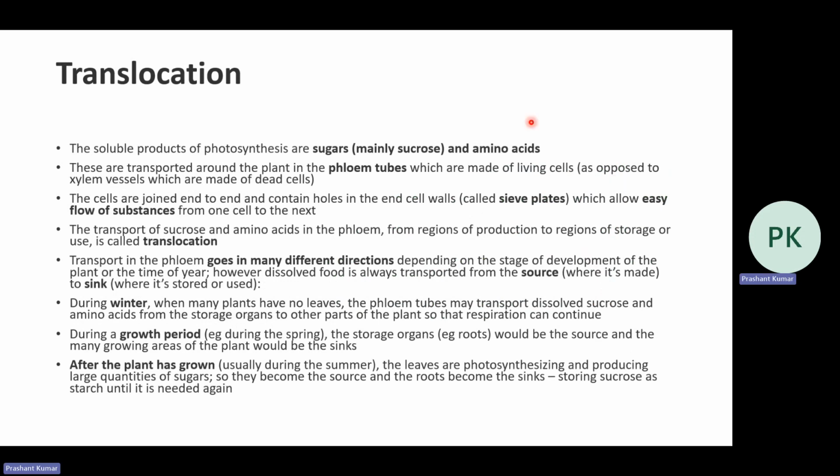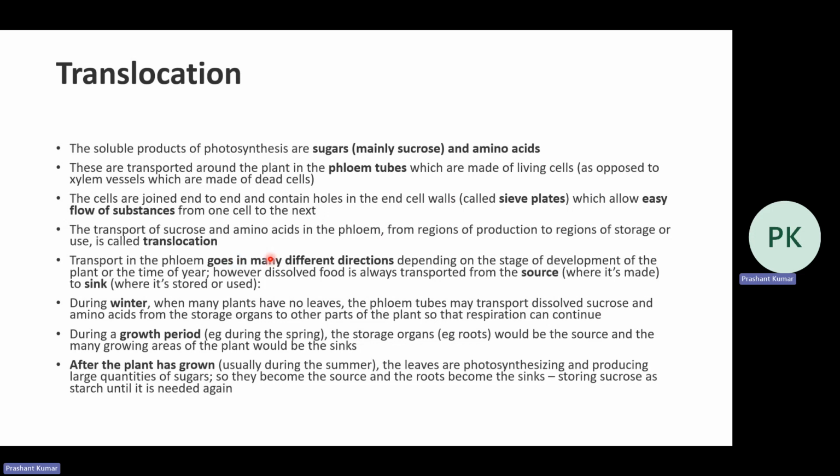Translocation is the movement of the sugar molecules. In xylem we talked about the water, but in translocation we'll talk about sugar molecules. These are transported around the plant in the phloem tube, which is made of living cells. The cells are joined end to end to make a continuous channel so that substances can flow fast. The transport of sucrose and amino acids in the fluid from the region of production to the region of storage or use is called translocation. So it's when food molecules move from source to sink, right? That's called translocation.